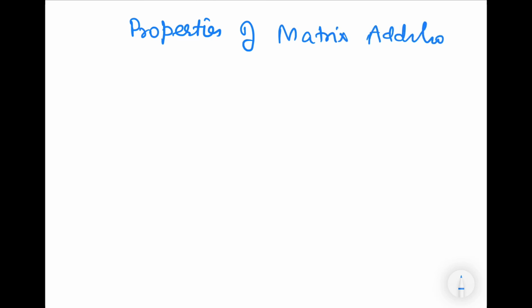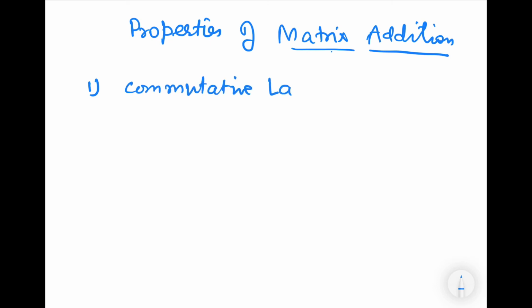Now, we come on to what are the properties of matrix addition. Means the matrix addition follows some properties. Number 1 is commutative law. By commutative law, we mean that A plus B, the addition of two matrices, is equal to B plus A. This is called commutative law. The addition of matrices follows this commutative law.